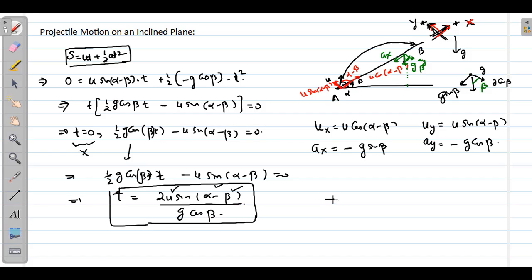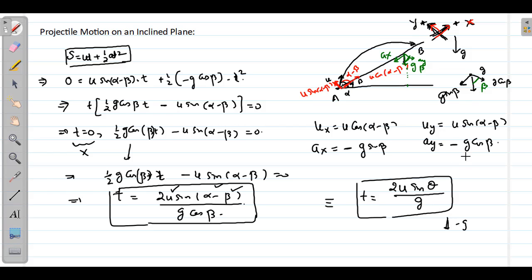You can compare this with the time of flight when the object is projected on the horizontal plane, that was 2u sine theta by g, where theta was the angle at which object was projected. So we can compare this, 2u, same thing. In that case we are using the vertical acceleration g, but here vertical acceleration is g cos beta. So it is appearing here g cos beta.